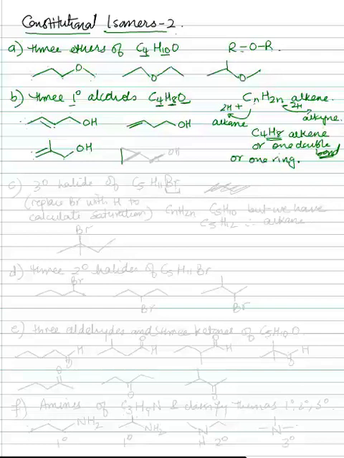So let's draw a cyclopropane ring now. And here is my 4th carbon. That still makes it a primary alcohol. So this would be the final structure. Let's take another one.